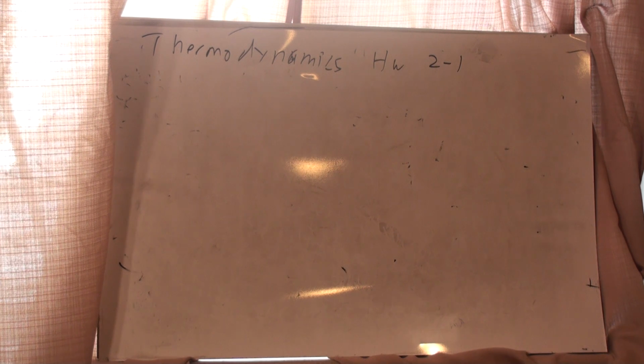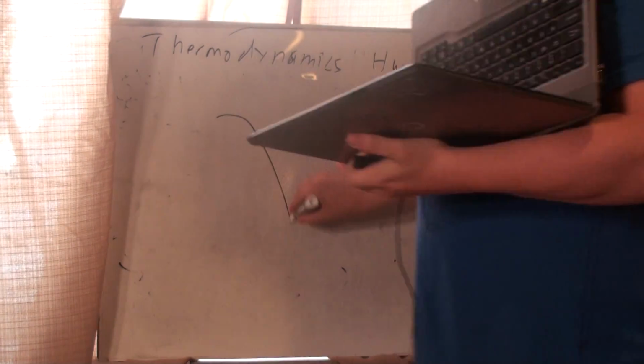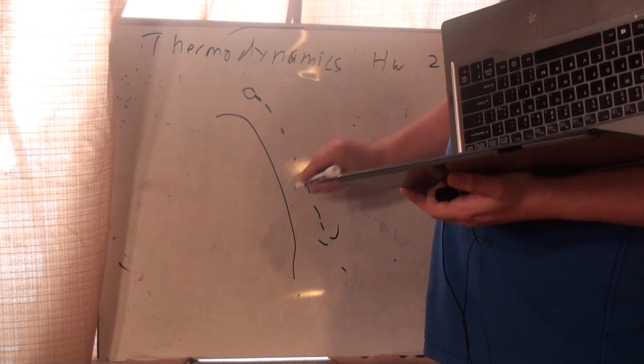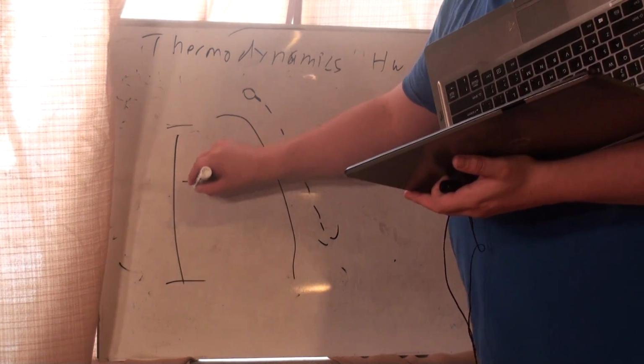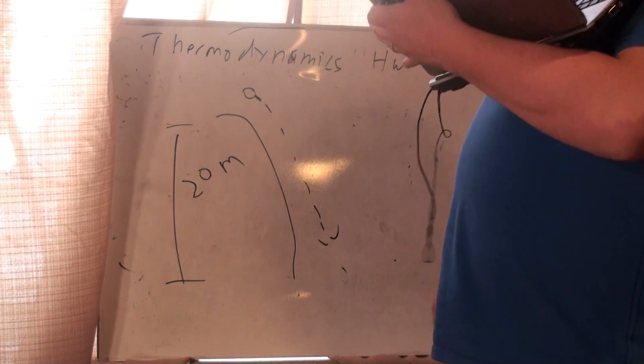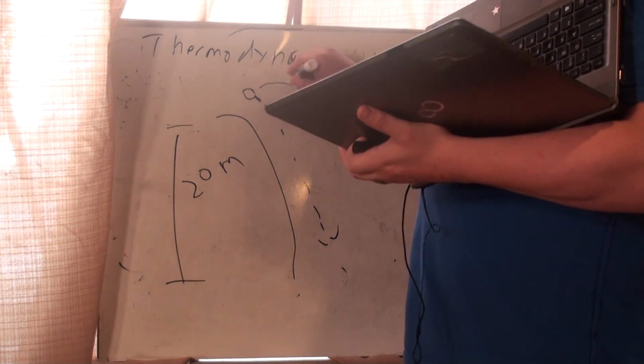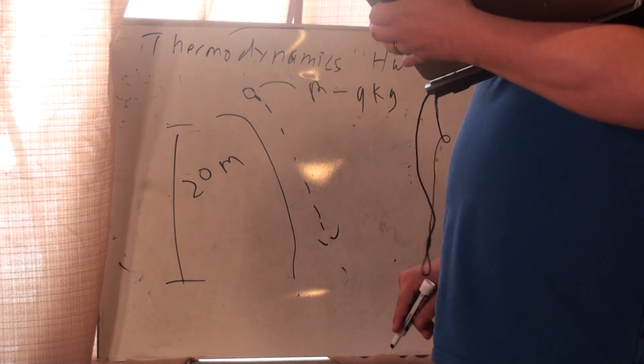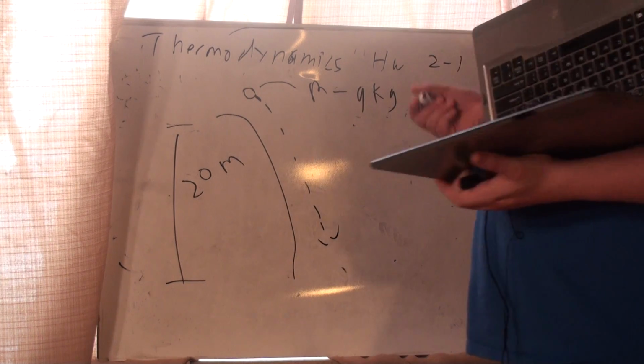Okay? And so our first homework question says, a rock with a mass of 9 kilograms is dropped 20 meters from a cliff. Okay. So we have a cliff, we have a rock, and this is 20 meters. This is 9 kilograms. Okay. How much kinetic energy did it change?